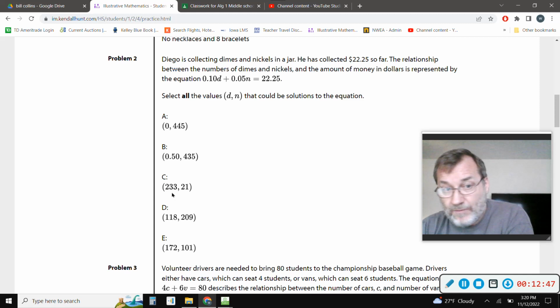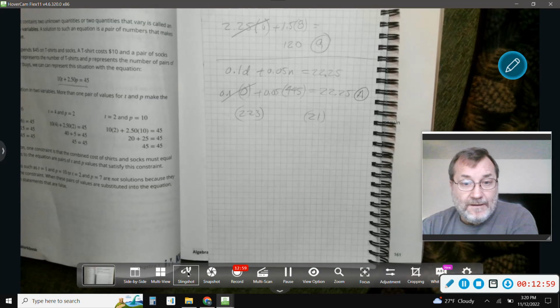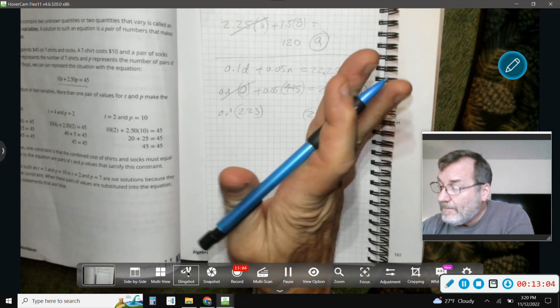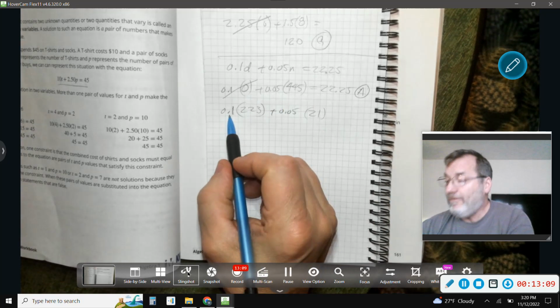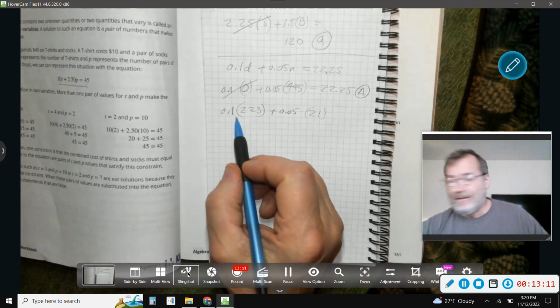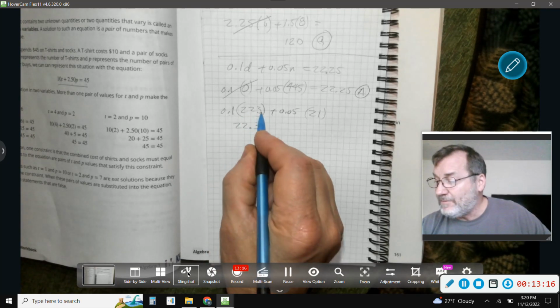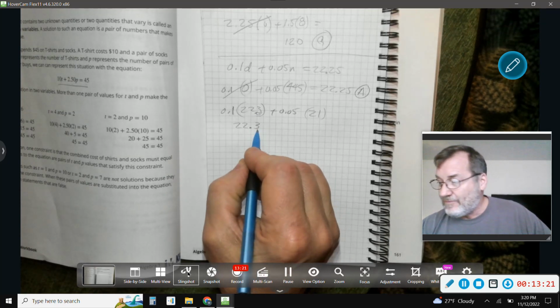I'm just going to jump right ahead to letter C. So I got 223 dimes and I got 21 nickels. Let's jump ahead here. So 0.1 plus 0.05. Whenever you have 0.1, that's a tenth. So 223 becomes 22.3. You just simply move the decimal point over. That's all you're doing here. So there's $22.30 right there.